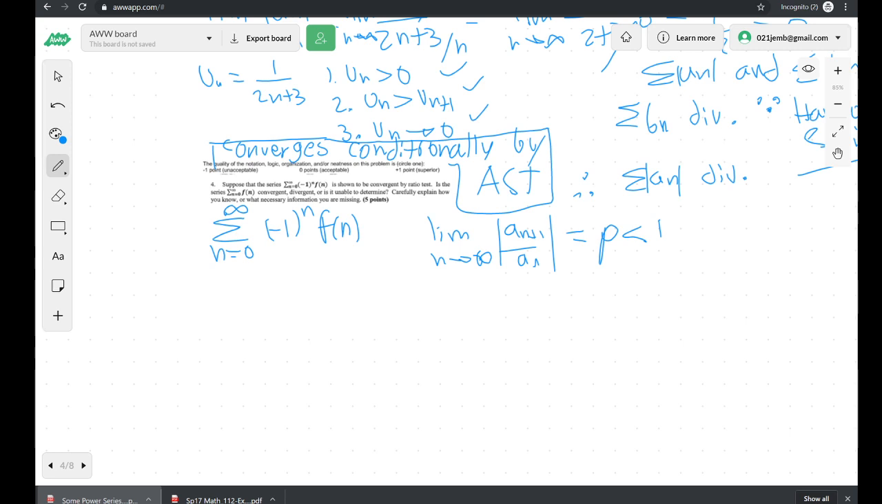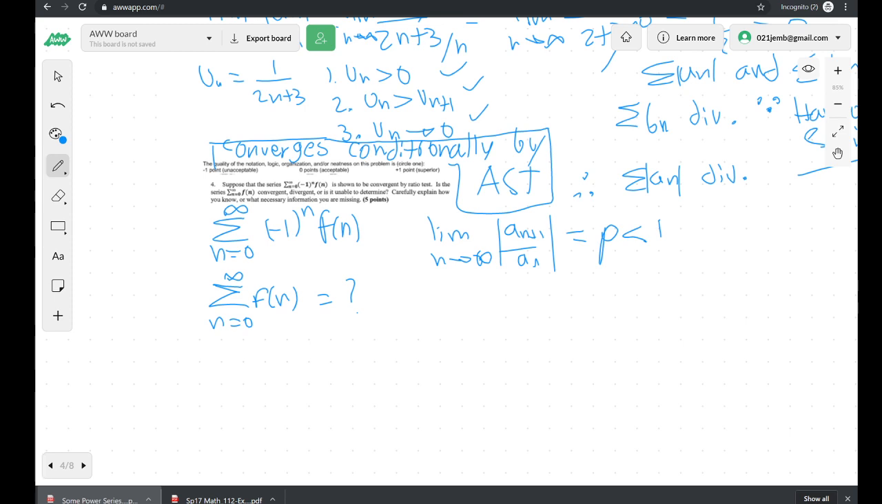So let's see. It's shown that this is convergent by ratio test. Is the series, the series of f of n from n equals 0 to infinity, convergent, divergent, or is it unable to determine? Carefully explain how you know or what necessary information you're missing.